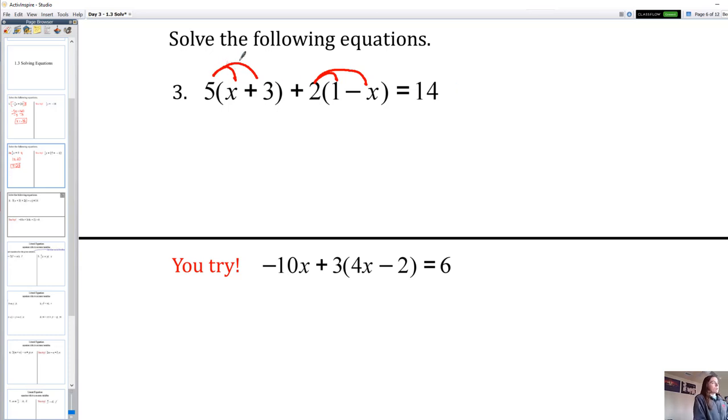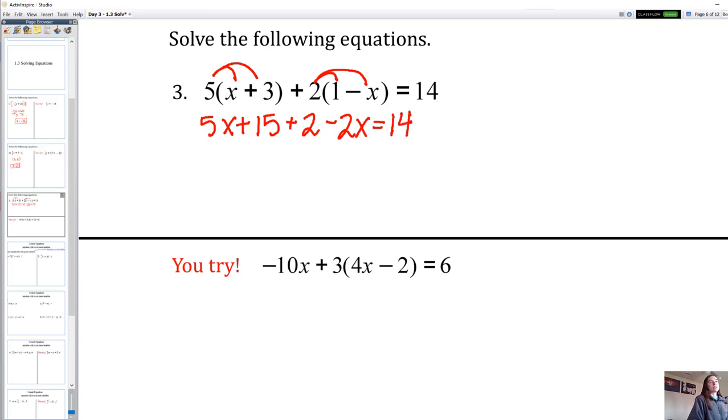So when we distribute the 5, we get 5x plus, and 5 times 3 is 15. 5 times x is just 5x. And then when we distribute the 2, 2 times 1 is 2. And 2 times negative x is negative 2x. And all of that is still equal to 14.